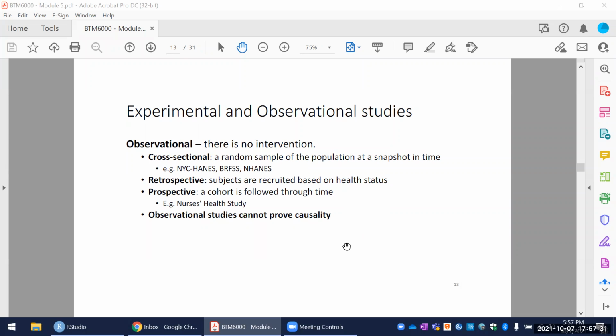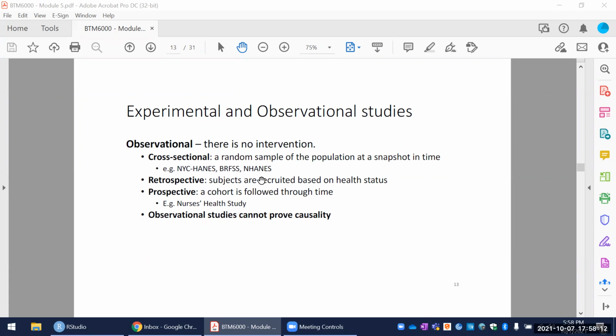based on these observations. You are looking here at three major study designs in terms of observational studies. The first is cross-sectional. A cross-sectional study is conducted at one point in time, and at this one point in time, you draw a random sample from the population. The NYC HANES data that we have available for the final project is one very famous example of such a cross-sectional observational study.